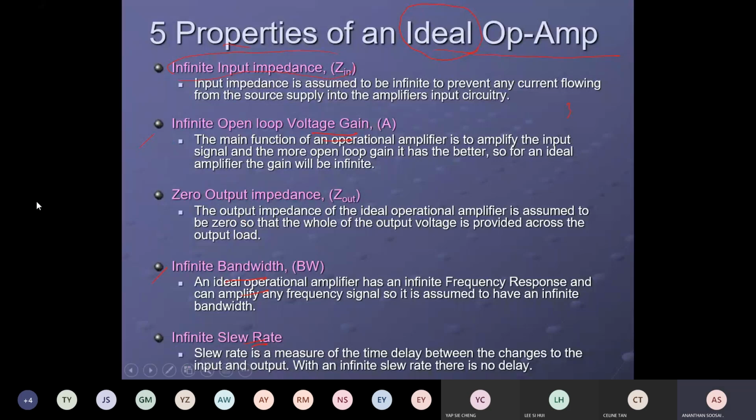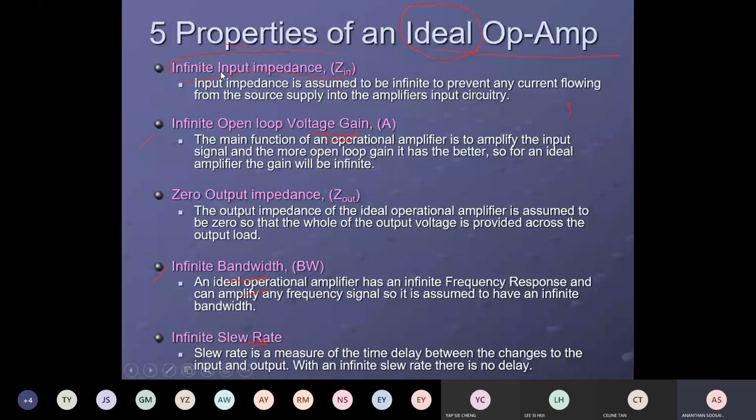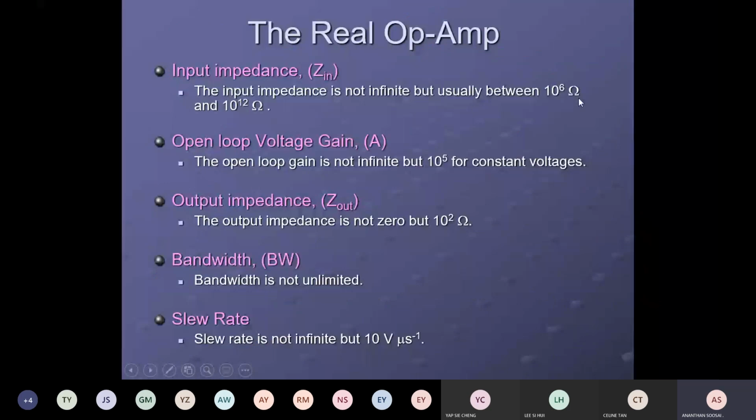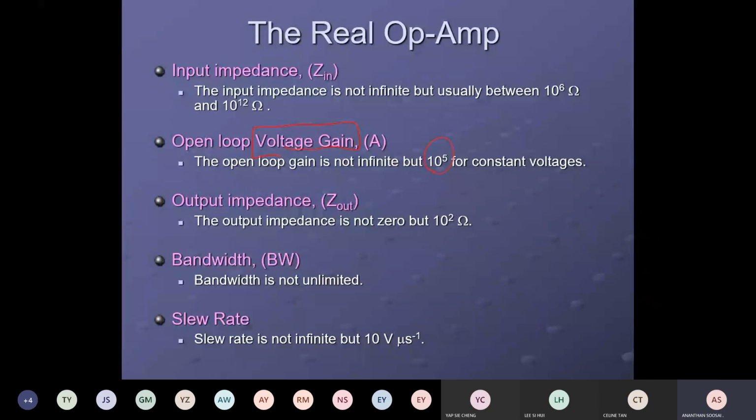Although it's an ideal operational amplifier, the real operational amplifier actually has some values. We say the input impedance is infinite, but in reality, the input impedance is around 10 to the power of 6 to 10 to the power of 12. So actually everything has a value. But the one value you have to remember for the real op amp is the gain value. The gain value for the ideal op amp is infinite, but for the real op amp it is around 10 to the power of 5.